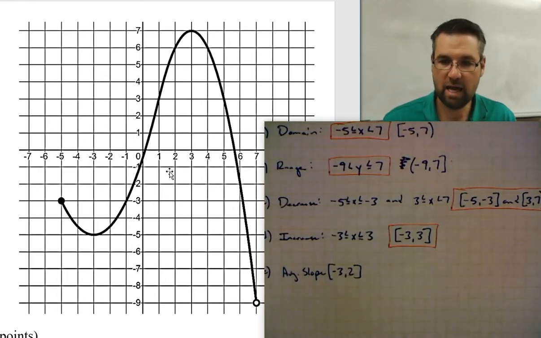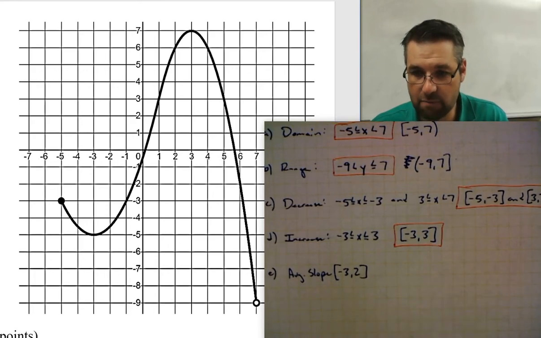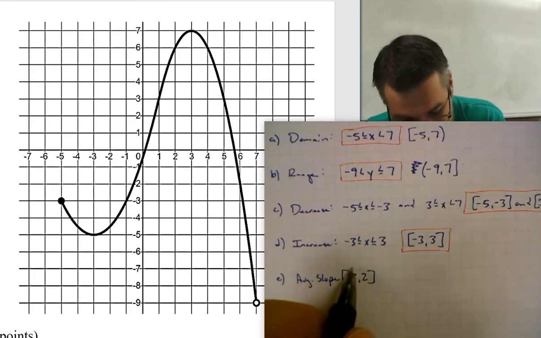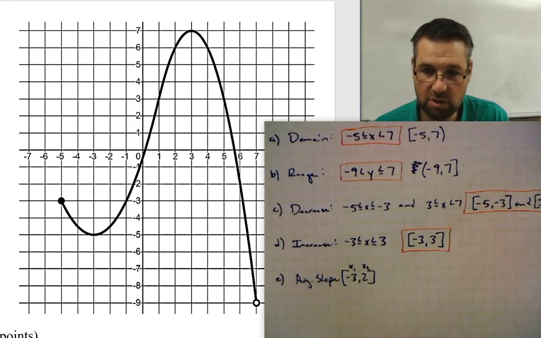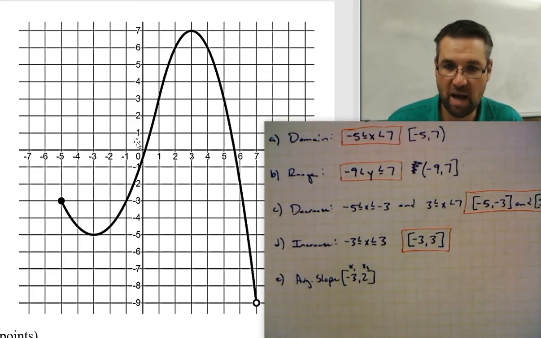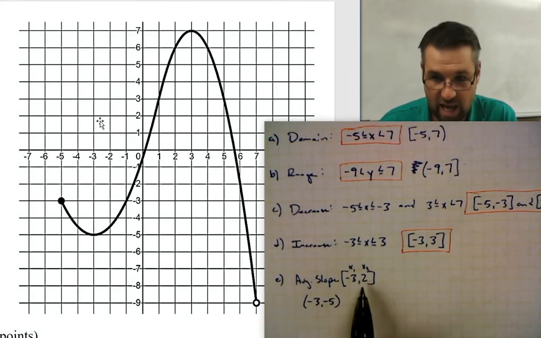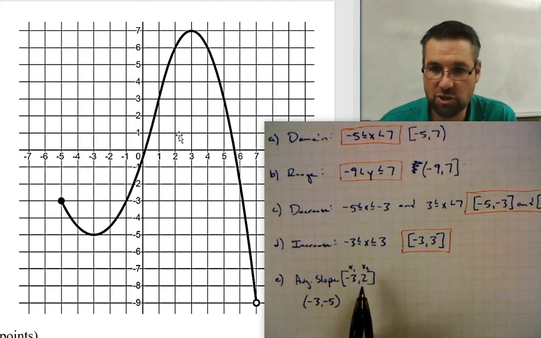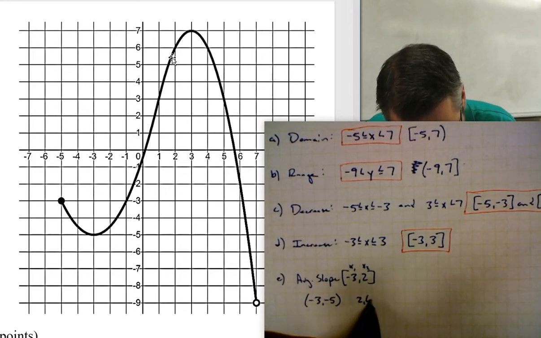Okay. And the last problem says, what is the average slope from -3 to 2, or x equals -3 to x equals 2? So the first thing we have to do is identify these coordinates. Well, if I go back to -3, I can see that my y value is -5. So my first coordinate is going to be -3, comma -5. My second coordinate is when x is 2. So we're going to go right 2 and up to 6. So my second coordinate is 2, comma 6.